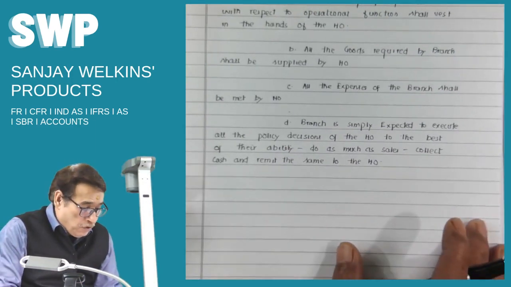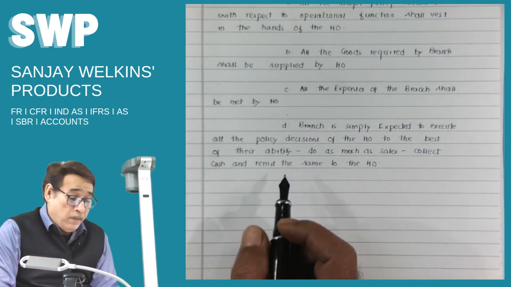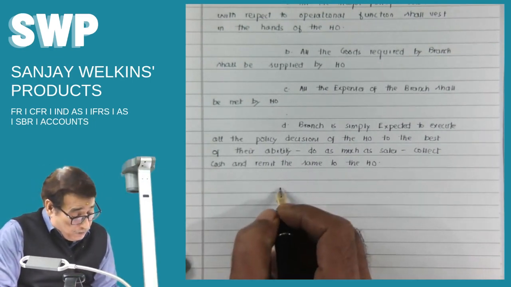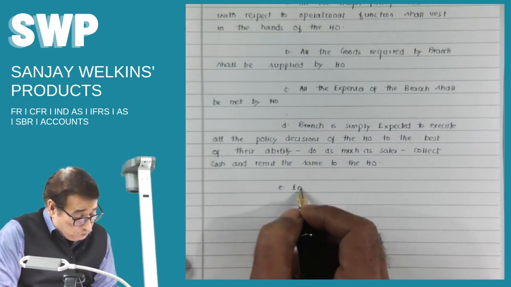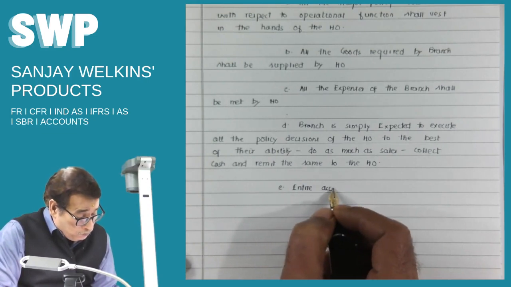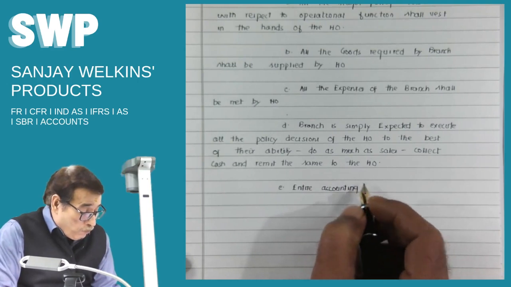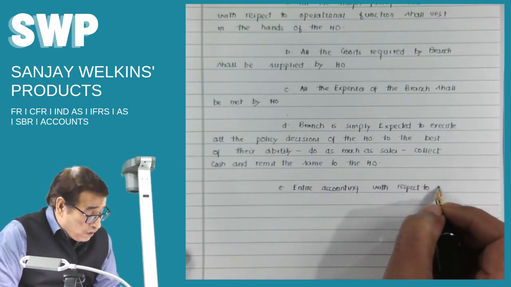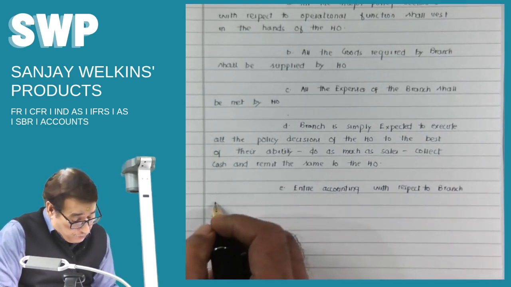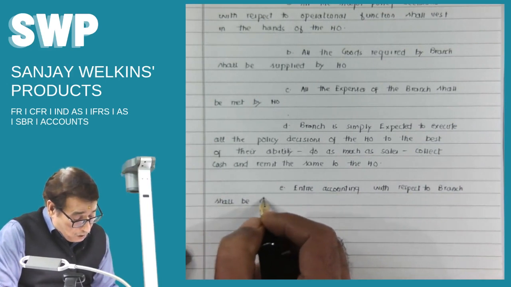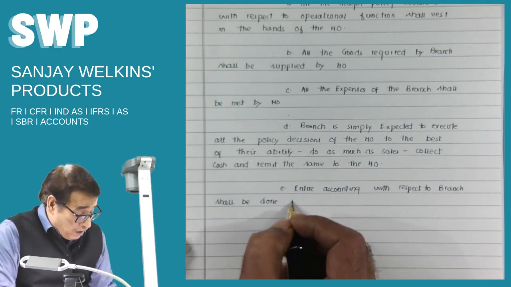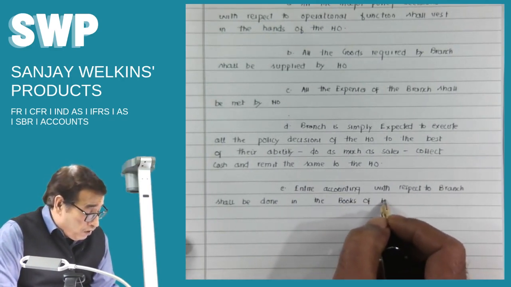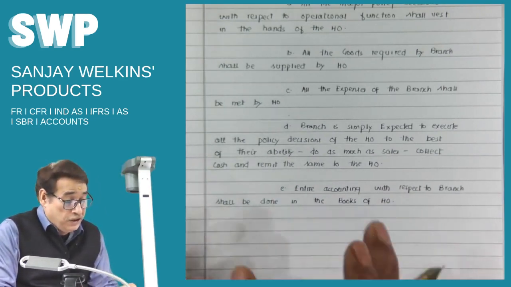So regarding dependent branches, you have come across one important aspect: under dependent branches, as we will see later on, entire accounting with respect to branch shall be done in the books of the head office. So entire accounting will be done in the books of the head office. That is the important point.